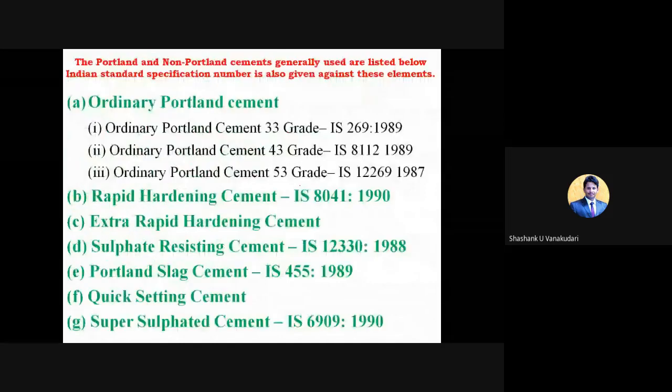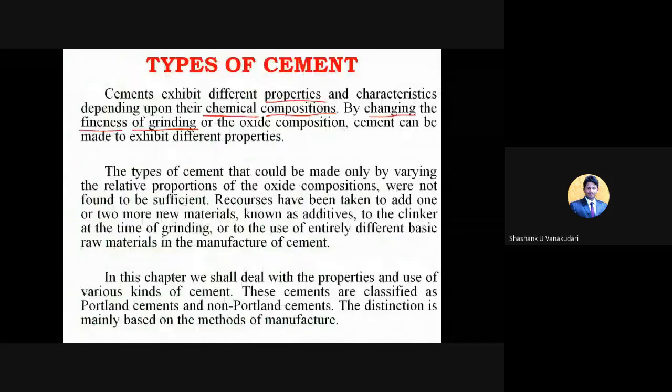Okay, so the types of cement can be made to exhibit different properties just by changing the oxide compositions. If the oxide composition is less than the permissible one, then it is going to exhibit different properties, and it forms other types of cement. The types of cement should be made only by varying the relative proportions of the oxide compositions. As you all know, the Bogue compounds are C3S, C2S, C3A and C4AF.